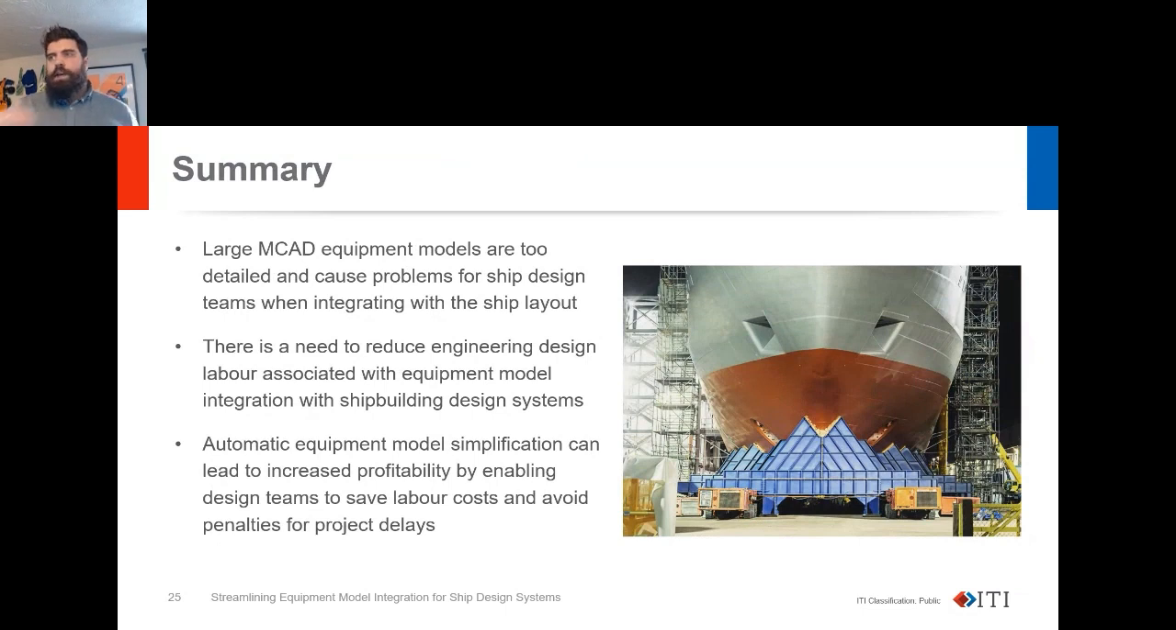So just a quick summary. Large mechanical CAD equipment models are just far too detailed. They're causing you problems on a daily basis, spending way too much time on them, and really it's just not needed. From a business point of view, there's a need to reduce engineering design labor, and if you could get automatic equipment model simplification, then it's a win-win, because you're not spending so much time doing things that you wouldn't want to do, not spending so much time on simplification, which means you're able to design more, you're able to manufacture more, and it just increases profitability, which is what we all want to do.